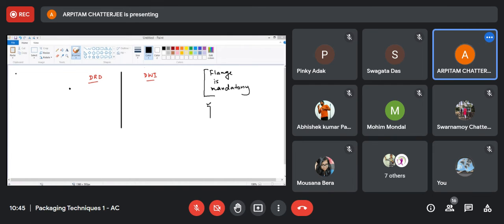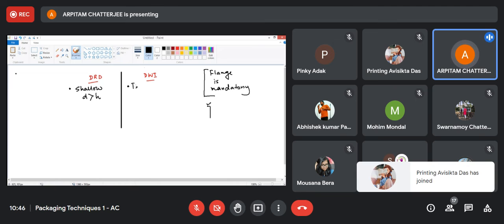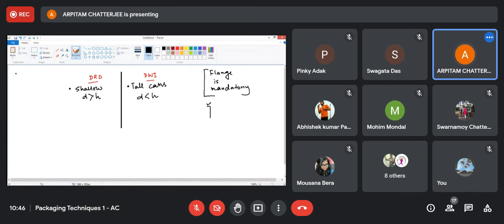Any other technical differences? Okay. Let me tell you one basic difference that I was expecting from you: DRD cans are majorly done for shallow cans where the diameter is higher than the height, and DWI is generally done for the tall cans where the diameter is less than the height.